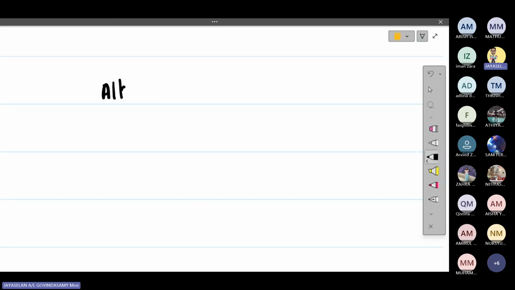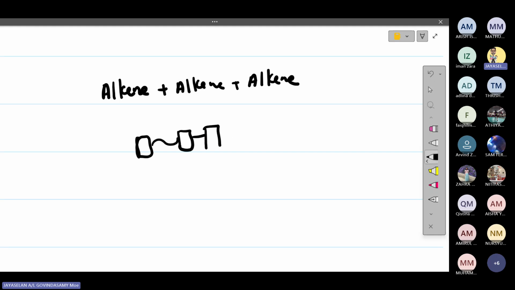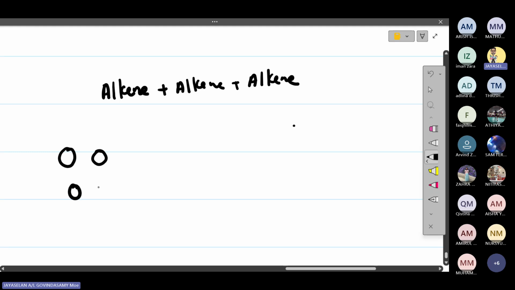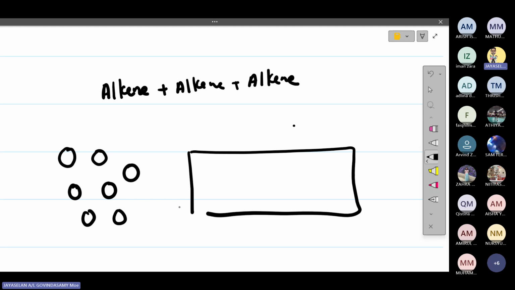When you take an alkene compound, one more alkene compound, one more, or you take 50,000 or 100,000 like that, they can combine together in repeating sequences and form a long chain. This process is called polymerization. So, what is polymerization? A small, identical, repeating basic unit is known as a monomer.